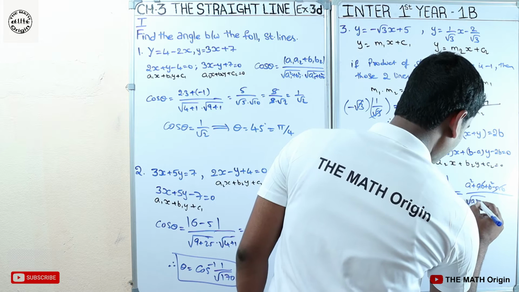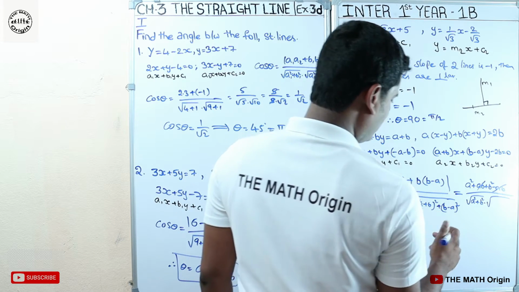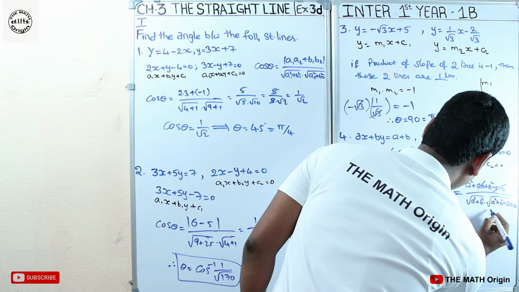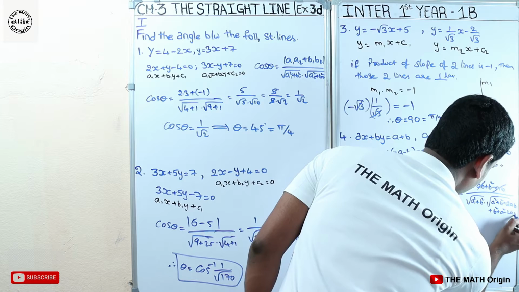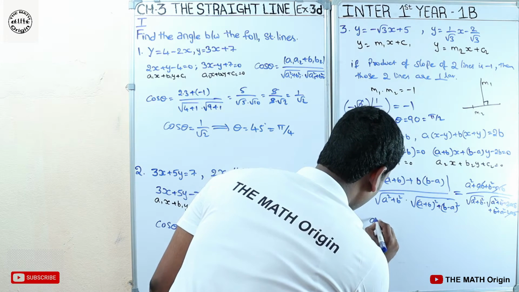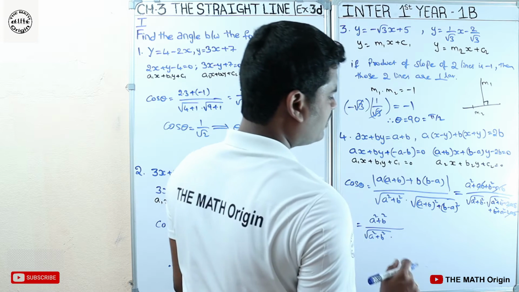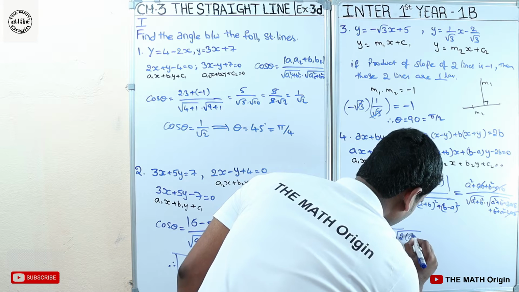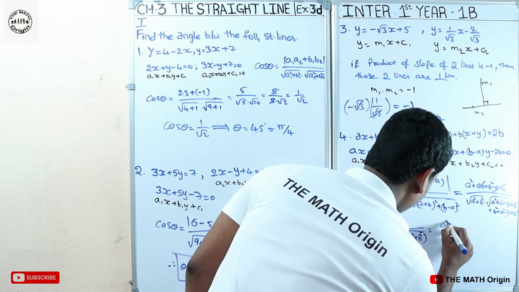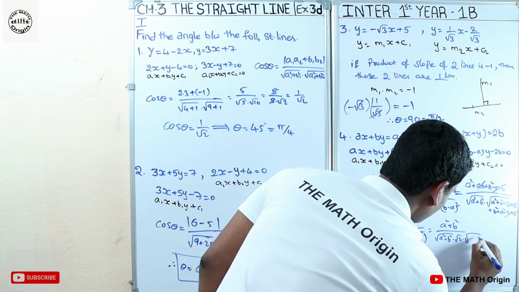Here also we have root of a square plus b square, into root of a plus b whole square plus a minus b whole square. Let's simplify it: a square plus b square plus 2ab plus b square plus a square minus 2ab. So minus 2ab plus 2ab cancel. So from this, on the numerator we have a square plus b square, into root of a square plus b square, into root of 2 into a square plus b square. With this I can write a square plus b square by root of a square plus b square into root 2 into root of a square plus b square.